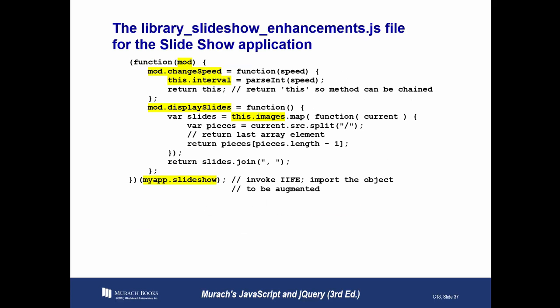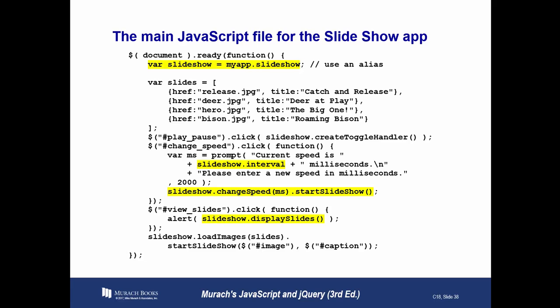The enhancements file, which is shown on page 569, contains the code that augments the slideshow object. It consists of an IIFE, and the first line of the IIFE includes a parameter named mod, which receives the myapp.slideshow object when the object is first invoked. Finally, on page 571, we have the main JavaScript file.